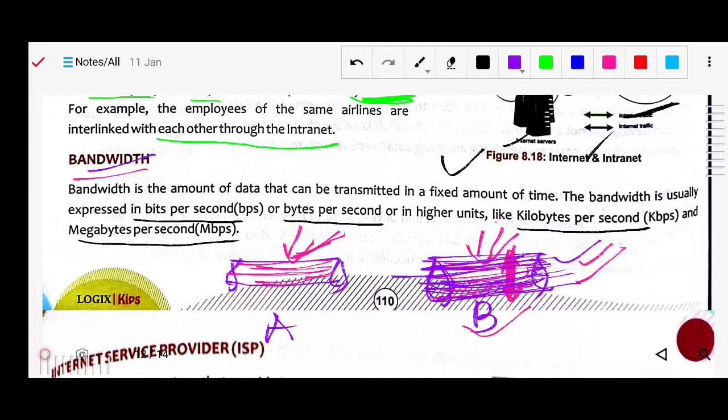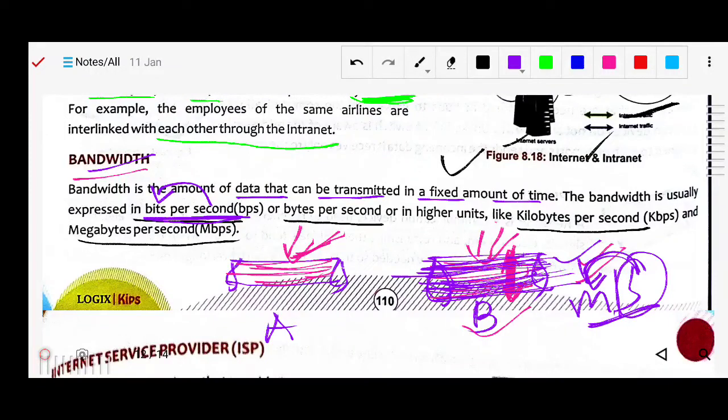So what is bandwidth? The data that can be transmitted in a fixed amount of time. In a particular time, how much data is flowing, like bits per second. Just as we use meters per second, where in 1 second we see how many meters are covered by a car or any object, that is the speed. Here also, in 1 second how many bits are traveled is decided by the bandwidth. So bandwidth depends upon your medium.